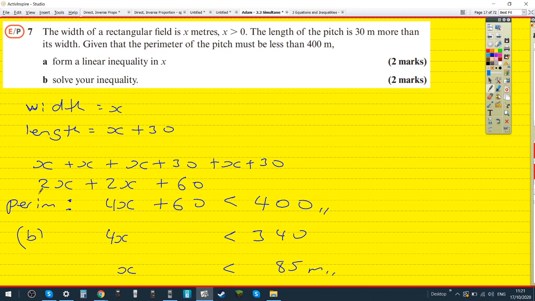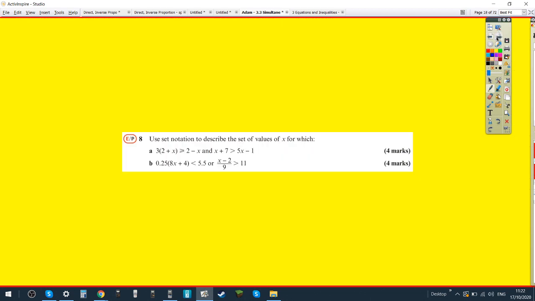So perimeter is 4x plus 60. Perimeter is less than 400. And so 4x plus 60 is less than 400. Width is x, length is 30 more, and so length is x plus 30. That's how you form those inequalities. Any questions about that one? Nope.